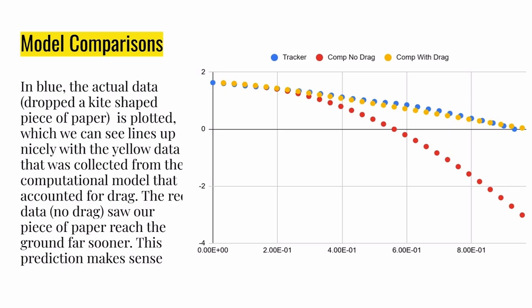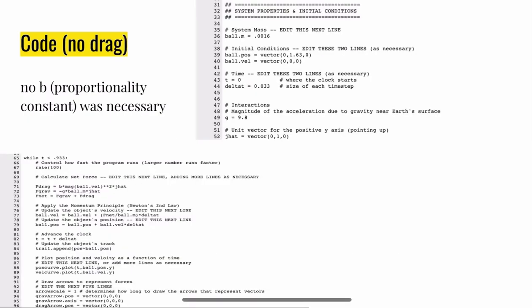So for the code for the no drag computational model, there was no B necessary, so we just started off with our initial conditions where the paper had a mass of 1.6 grams. It started off 1.63 meters in the air, where up is defined to be the positive y and down is defined to be the negative y. Our delta t was set to 0.033, and we measured from t equals 0 to t equals 0.933, so almost a second. And we see at the bottom some of those physics principles start to be worked out, where in this case we did not have to account for drag, but we did have the force of gravity, and then we had to calculate net force.